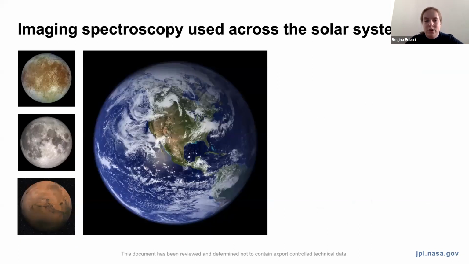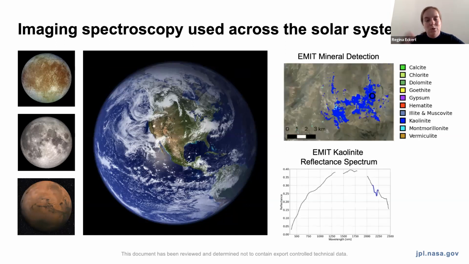These imaging spectrometers are actually used across the solar system. Some of them have not launched yet, and some are already in place. The planetary bodies they're going to are Europa, the Moon, and Mars, and of course our lovely Earth that we love to inhabit. One useful case is that we can take this spectrum, identify some mineral absorption feature, and detect minerals with it.